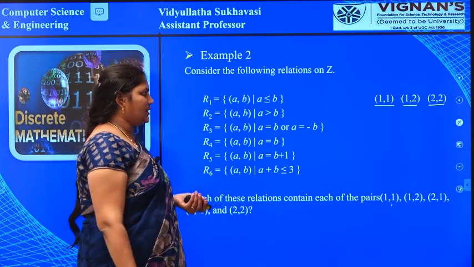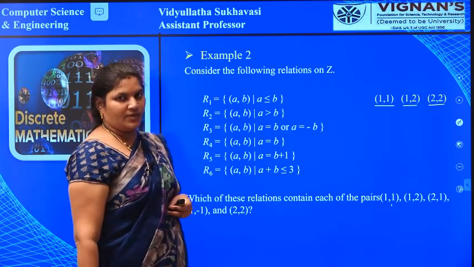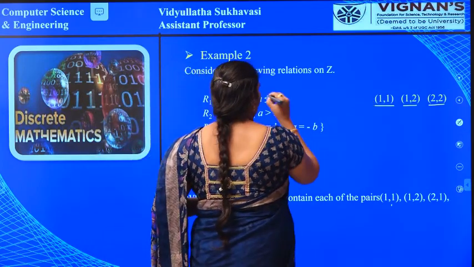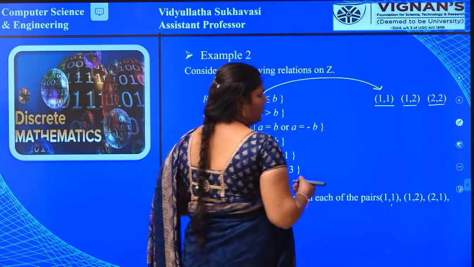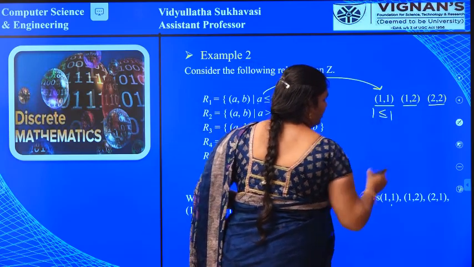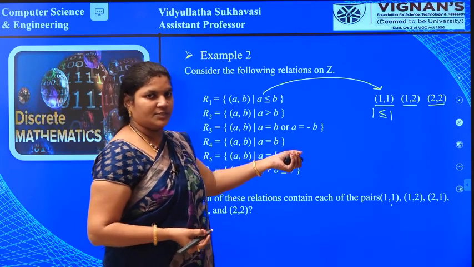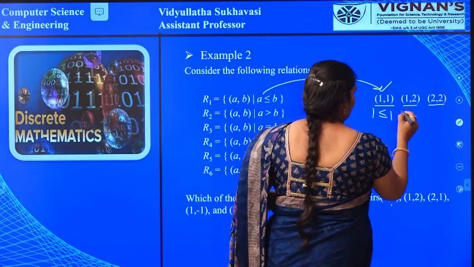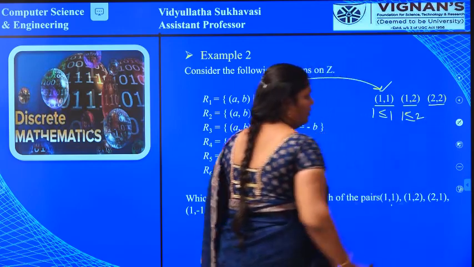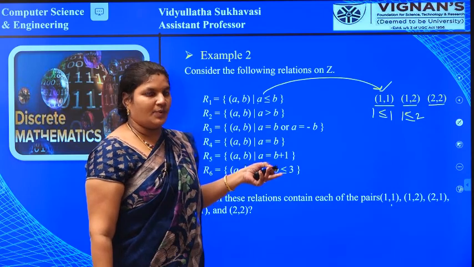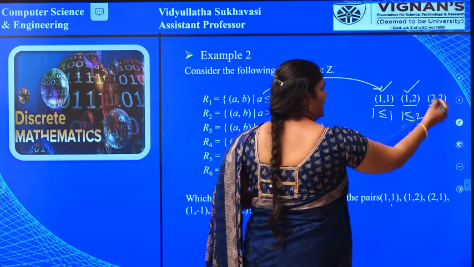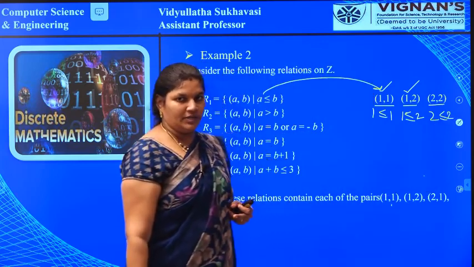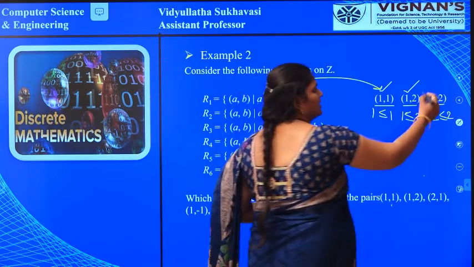So how are we going to say only those ordered pairs will satisfy? Take (1,1), that is 1 less than or equal to 1. So this condition we are going to check for these ordered pairs: 1 less than or equal to 1. That means the condition is satisfied, so this ordered pair will come under the relation R1. Next (1,2), that is 1 less than or equal to 2. The condition is satisfied, so this ordered pair will exist. Next (2,2). Here 2 less than or equal to 2. Here also the condition is satisfied.